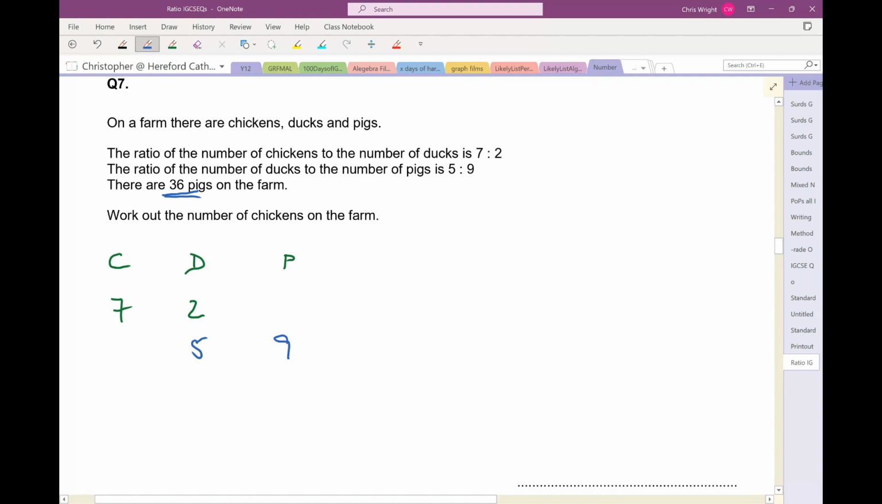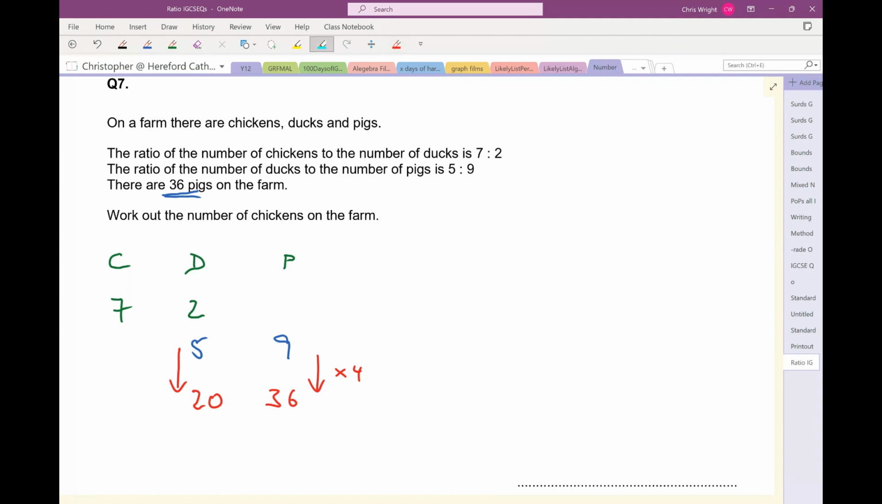Well, let's start off with the fact that we know there are 36 pigs. So that 9 has been multiplied by 4, hasn't it? So I better do the same to the 5. So 5 fours are 20. Right, so there are 20 ducks on the farm.